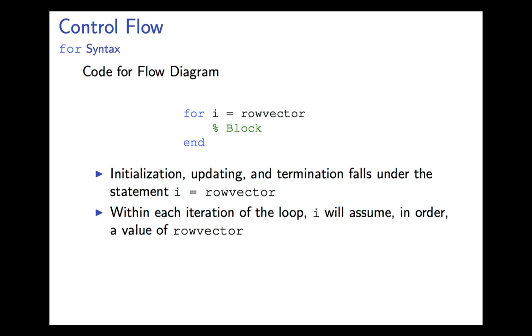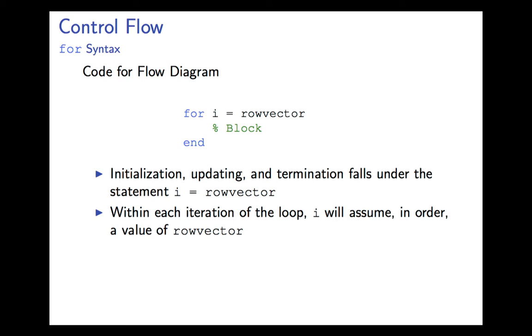Here's the code from that flow diagram. We have for, i equals, and then we have a row vector. We have the block, and then we have end. So initialization, updating, and termination actually falls under the statement i equals row vector. Within each iteration of the loop, i will assume in order a value from row vector.